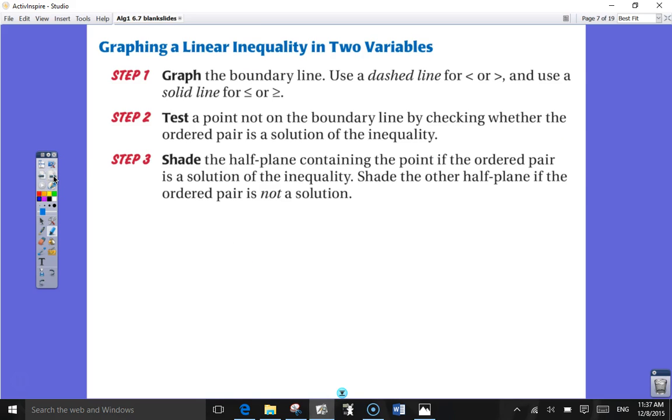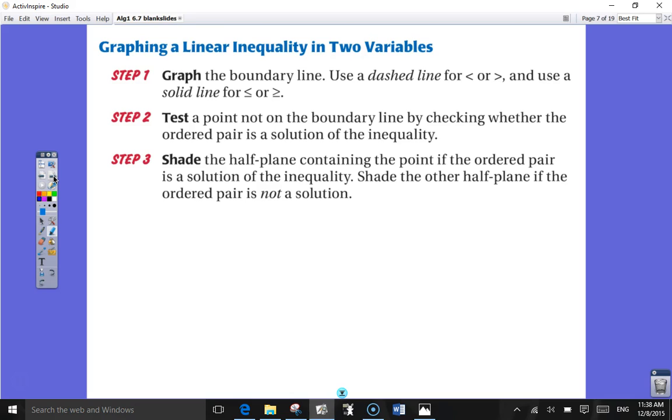So these are the steps to graph a linear inequality in two variables. First, we are going to graph the boundary line, right? What's in the middle? We're going to use the dashed line for less than or greater than, a solid line for less than or equal to or greater than or equal to.